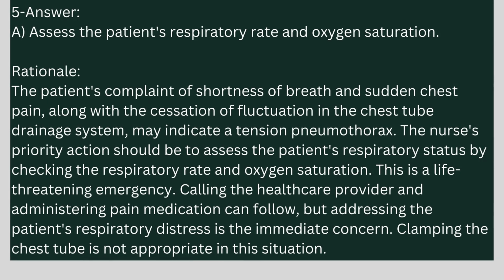Answer 5. Assess the patient's respiratory rate and oxygen saturation. Rationale: the patient's complaint of shortness of breath and sudden chest pain, along with the cessation of fluctuation in the chest tube drainage system, may indicate a tension pneumothorax. The nurse's priority action should be to assess the patient's respiratory status by checking the respiratory rate and oxygen saturation. This is a life-threatening emergency. Calling the healthcare provider and administering pain medication can follow, but addressing the patient's respiratory distress is the immediate concern. Clamping the chest tube is not appropriate in this situation.